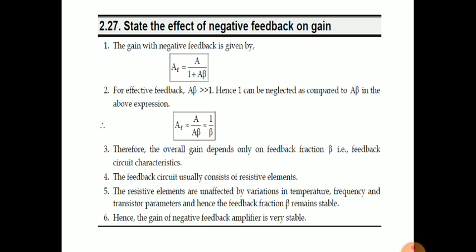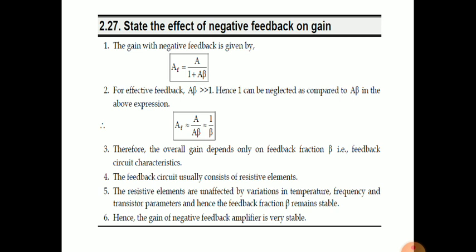Today's topic is to state the effect of negative feedback on gain. In the previous lessons, we have learned about feedback, different types of feedback, and the derivation of the feedback gain, that is the closed loop gain. And we have seen the circuit diagrams of different types of feedback amplifier, that is voltage series, voltage shunt, current series and current shunt. Now we have to state the effect of negative feedback on gain.